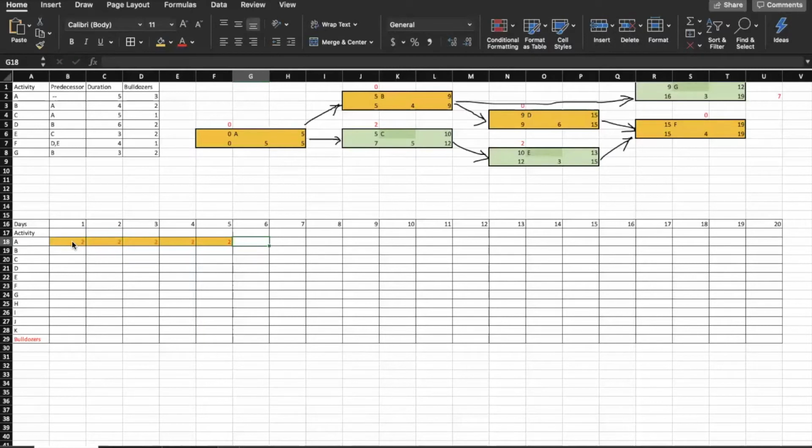Then we know that B has A as its predecessor. So right after A finishes on the 6th day, we can start B. It will take 4 days. So we highlight 4 cells and we'll put 2 bulldozers in each of the cells.